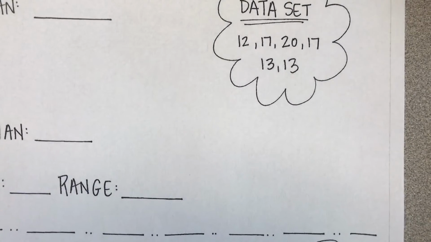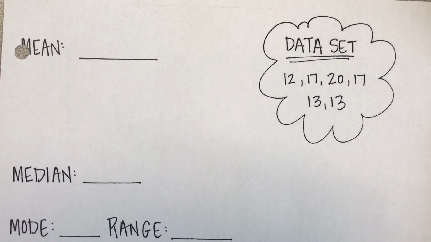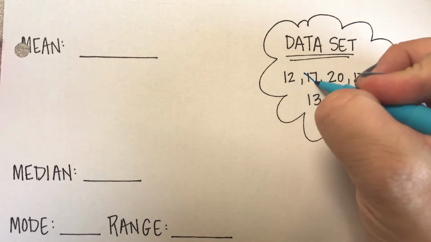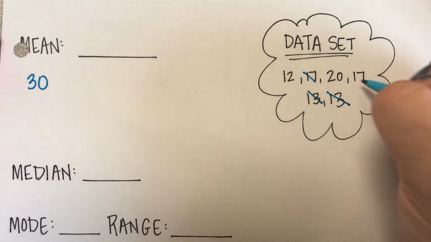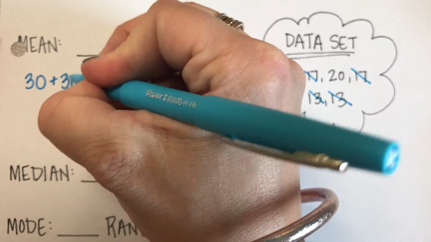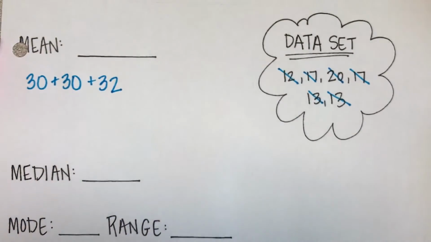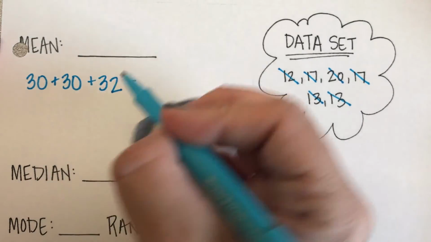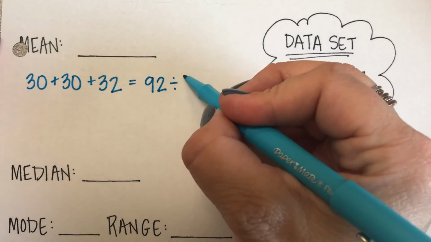So if you turn your paper over, we have another data set, and on this data set, we're going to add together the numbers. First thing I'm going to do is I know that if I add 13 and 17, that gives me 30. And then look, 13 and 17 again is another 30. And then 12 and 20 is 32. So I have 30, 60, 92 divided by 1, 2, 3, 4, 5, 6.